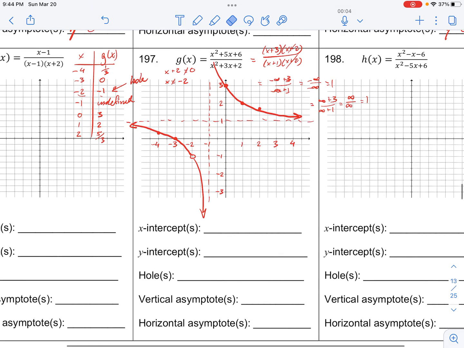So we can say that we have two asymptotes, one vertical at x equals negative 1, and that horizontal asymptote at y equals 1. We have a hole at negative 2 comma negative 1, a y-intercept here at 0 comma 3, and an x-intercept here at negative 3 comma 0.